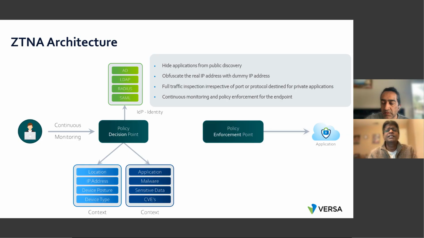So basically, it does hide applications, as Dheeraj said before, from public discovery. It really obfuscates the real IP address with a dummy address, and it does a full-time inspection of port and protocol, and a little more than that. Also, it does inspection of the application layer, and it continuously monitors the posture at a given point of time. So that's what the whole ZTNA story is, as you know, right? Zero Trust Network Access is all about policy enforcement and all the stuff.